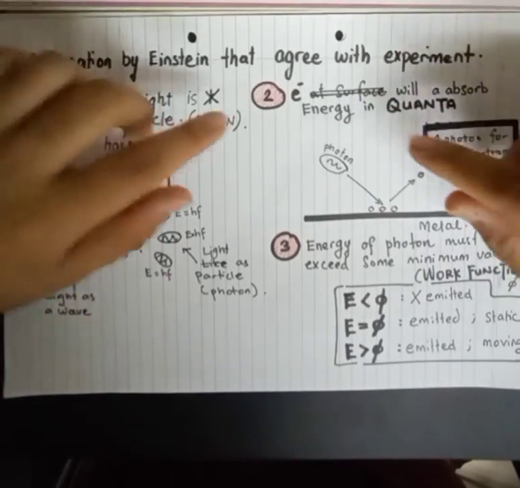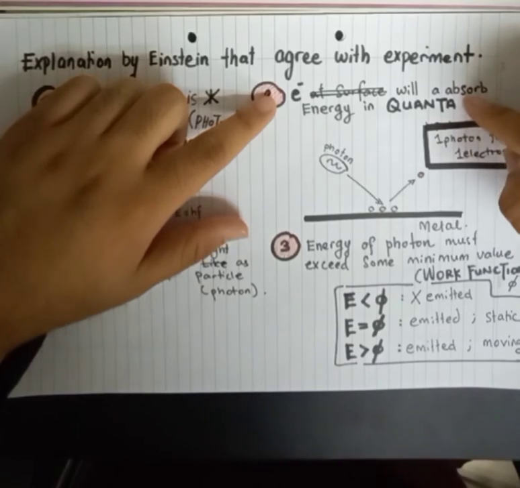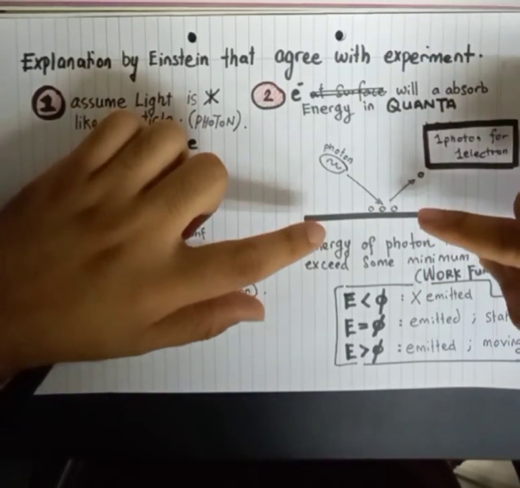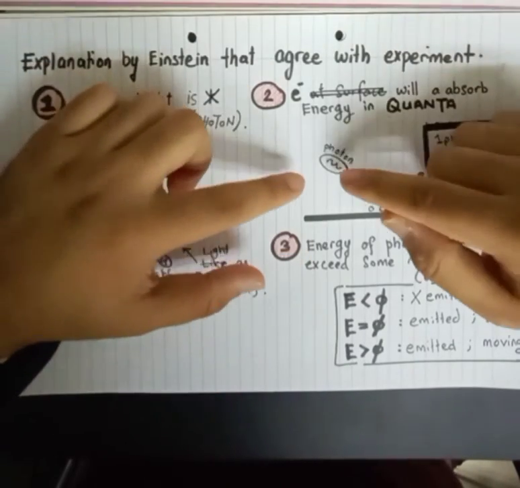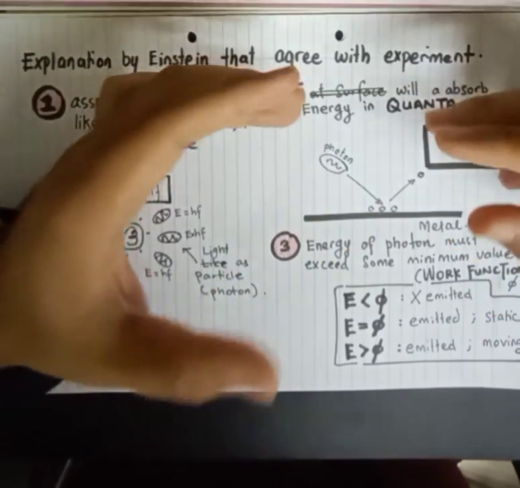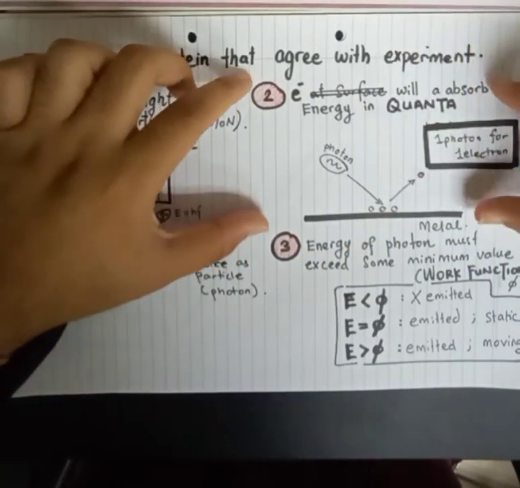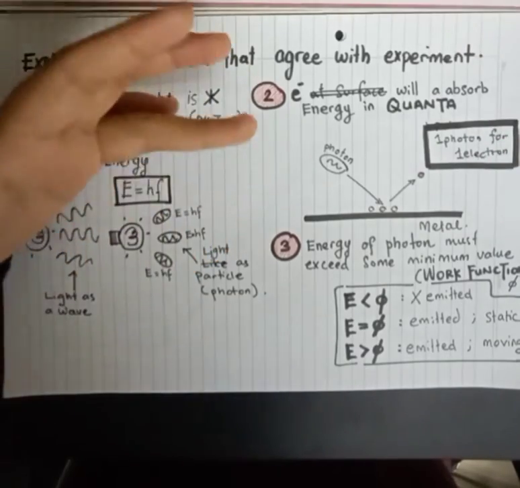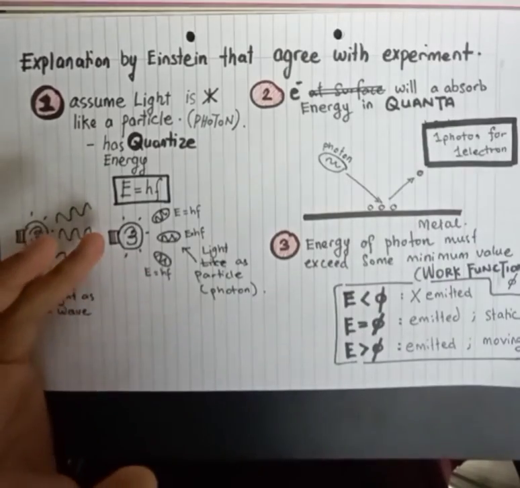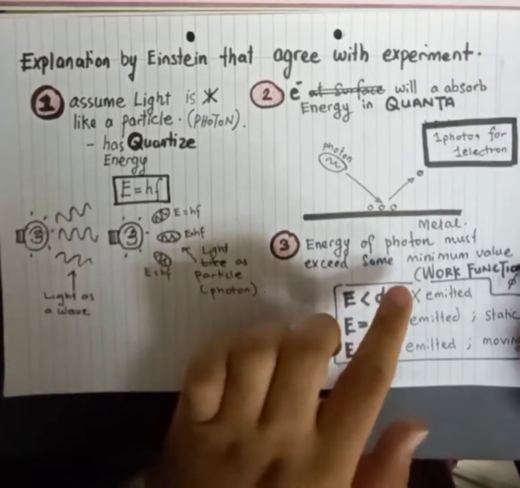Einstein also said that an electron absorbs energy in a quantum, which means one photon can only be absorbed by one electron. There is no possibility for one photon to be absorbed by two electrons. Also, it is impossible for two photons to be absorbed by one electron. So the key thing here is one photon is for one electron. The energy of a photon incident on the metal must exceed some required value, which we call the work function.